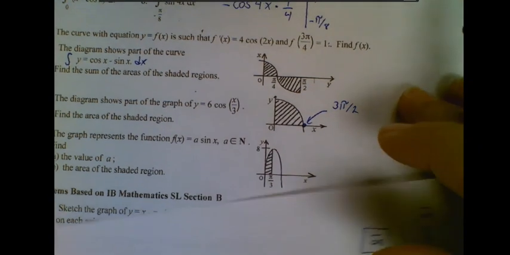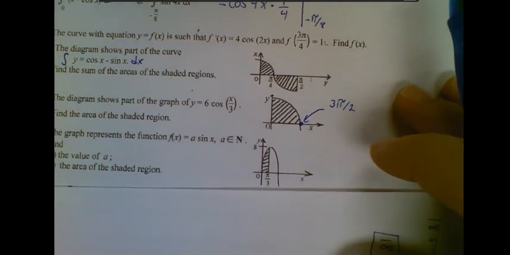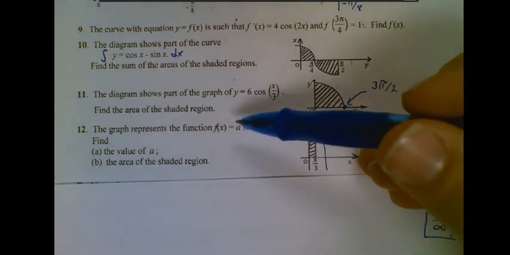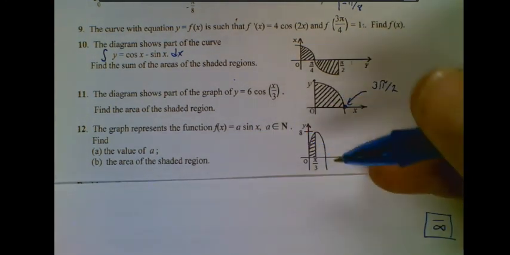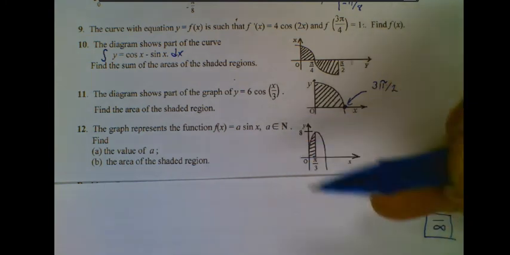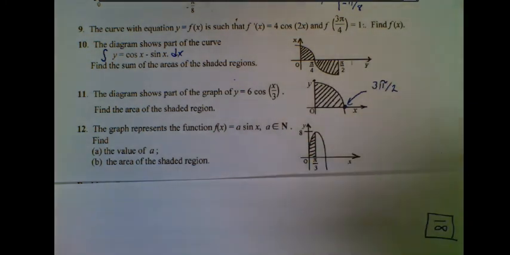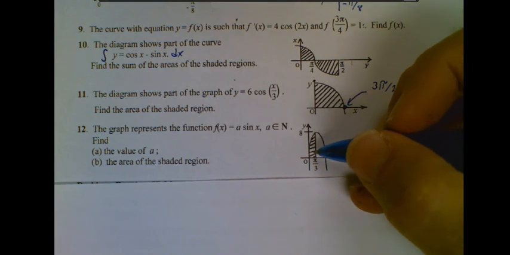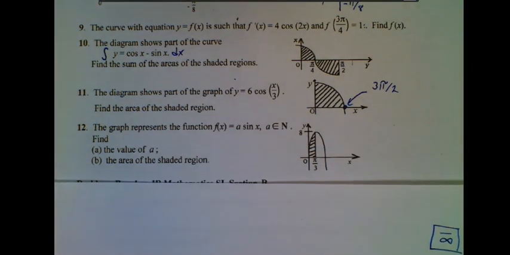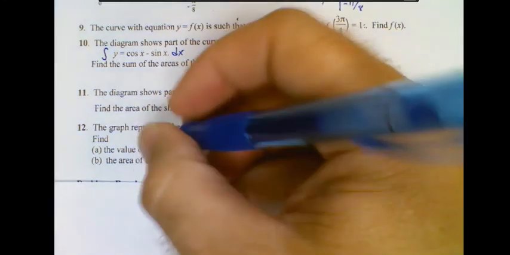All right, last one, number 12. So giving us a sine function, they're not telling us what the a value is. They're just telling us that it's an element of the natural number system, meaning it's got to be a positive integer for that to be true. So first of all, find the value of a. Remember, a has to do with the amplitude of the graph, so it must be the 8 that we see sitting there. So that would be our value for a.